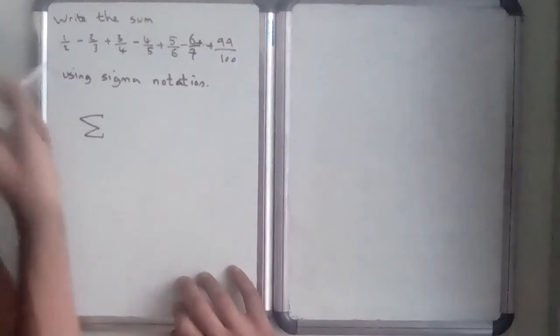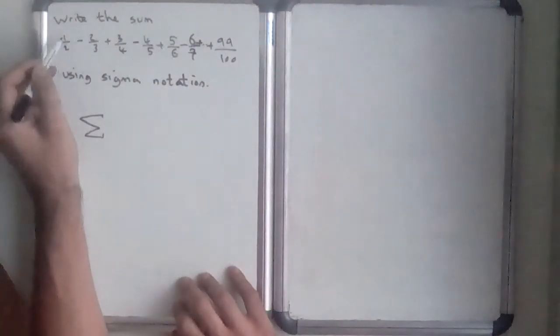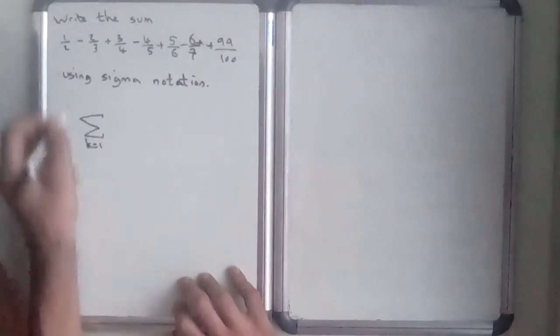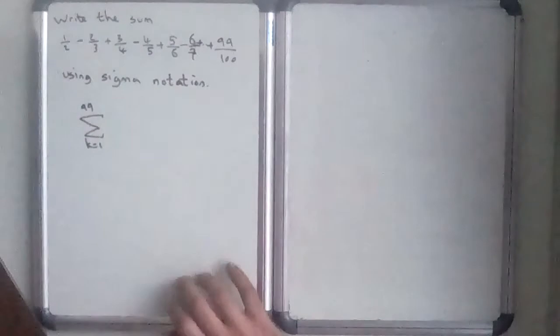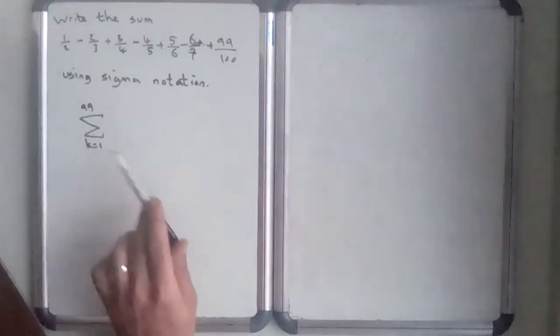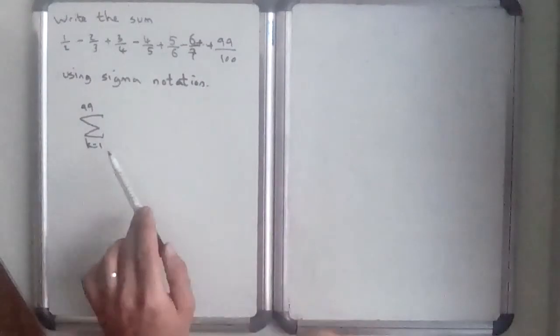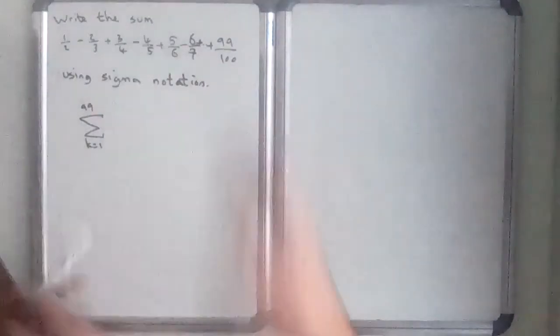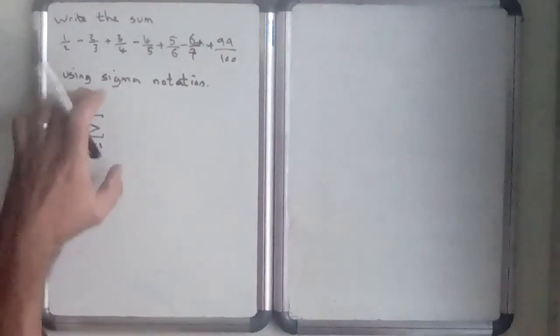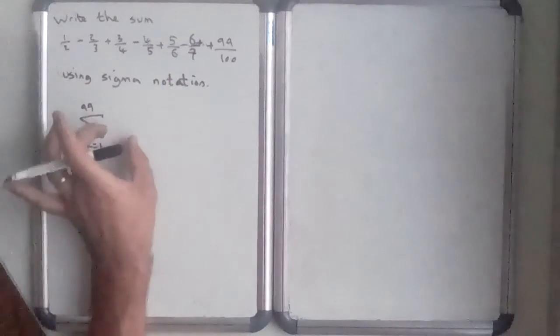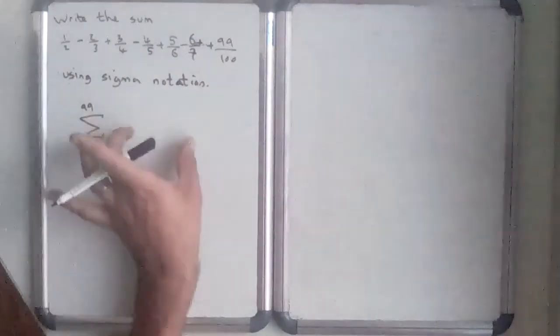So if I go from k equals 1 to 99, that tells me the first value of k we use is 1, it's like a counter, and then we go k equals 2, k equals 3, k equals 4, all the way up to k equals 99. So this is telling me what to sum. So that's the first bit, 99 terms. I'm going to leave a space here because that's the complicated bit.